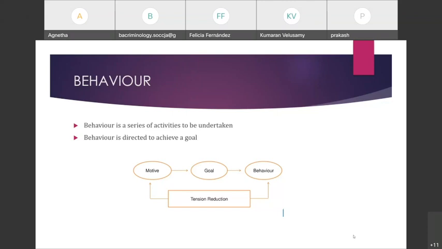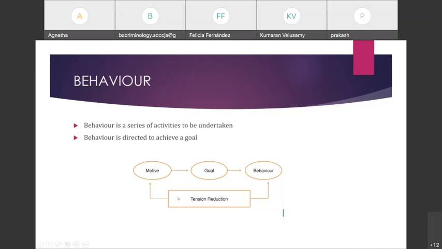So these are all simple examples that I'm giving you. But when we are talking about this, it is aimed at higher goals. So people have to change their behavior in order to achieve a goal. Behavior is a series of activities being undertaken and directed to achieve a goal. So if you look at the picture I have here, you have the motive to reach a goal, and to reach this goal, you have to have a certain behavior.